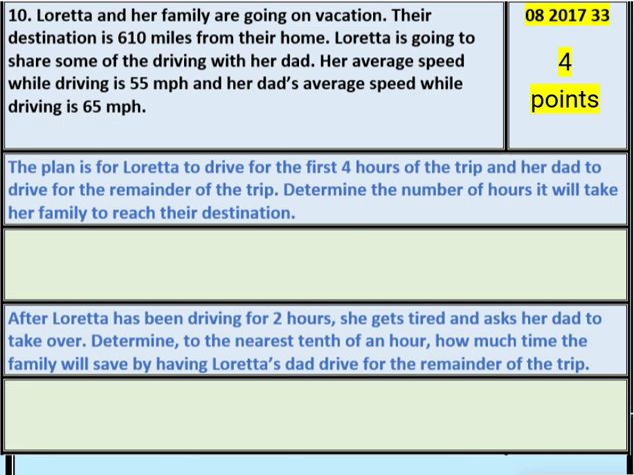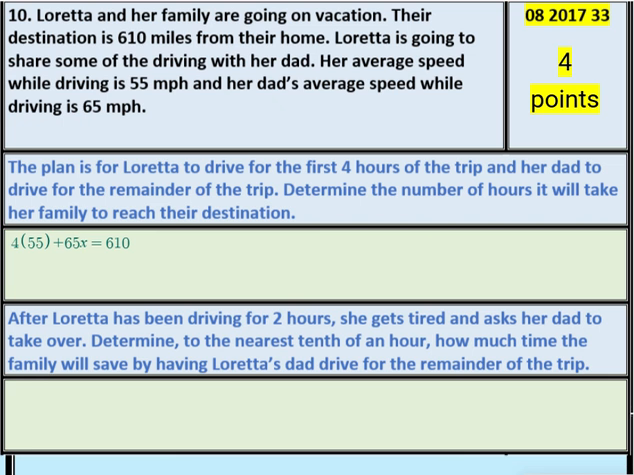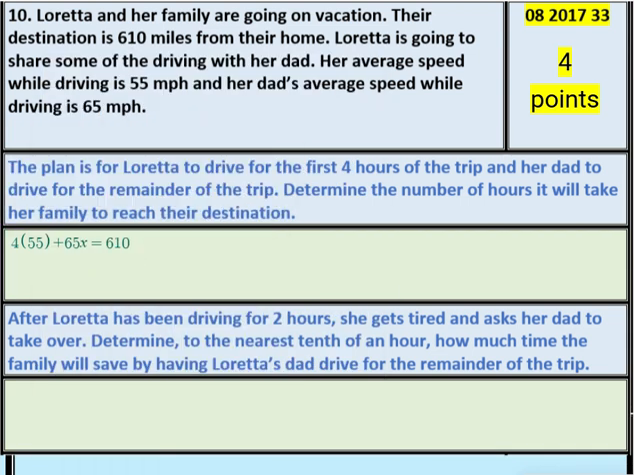So if Loretta drives 4 hours at 55 miles per hour, we can say 4 times 55 plus 65x equals the 610 miles. When we multiply the 4, we get 220 plus 65x equals the 610. Now subtract 220 from both sides. 65x equals 390 miles. To get x alone, we're going to divide both sides by 65.